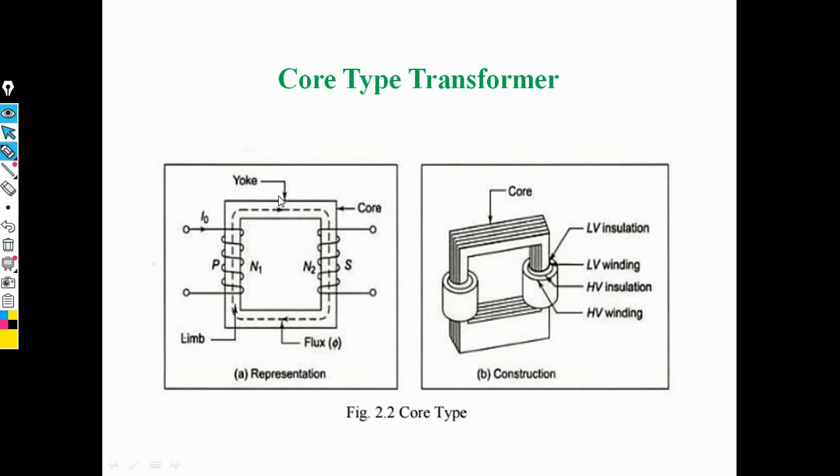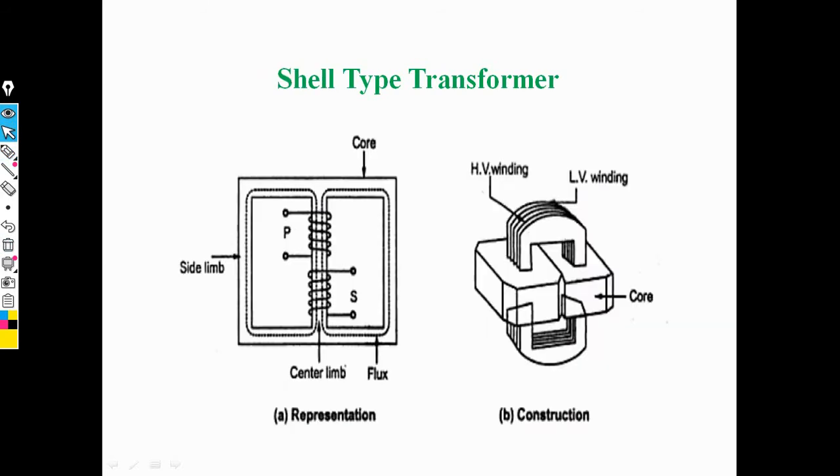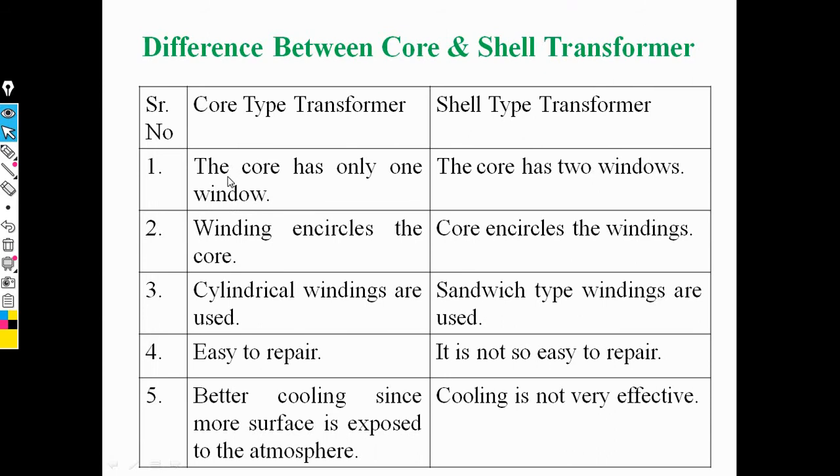Now, the shell type transformer consists of two windows. This is the first window here, and this is the second window here. This is the difference between core type transformer and shell type transformer with respect to the window. The first point of difference is that the core type transformer has only one window, while the shell type has two windows.